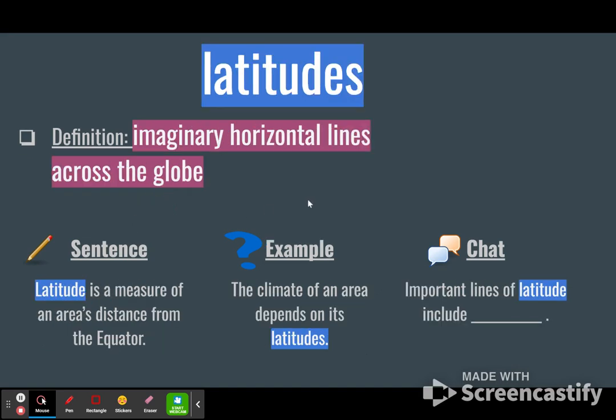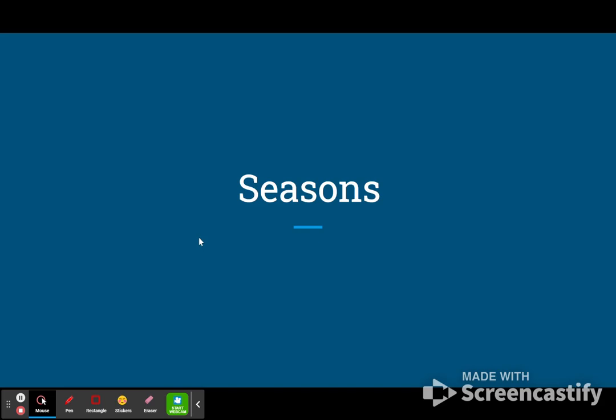Let's also talk about latitudes. These are imaginary horizontal lines. The main one you need to know is the equator, which is the 0 degrees latitude that divides the northern and southern hemisphere. So we're going to start off with seasons, and you might have learned about seasons in the past, but if not, totally okay.